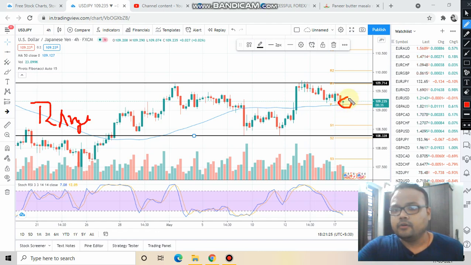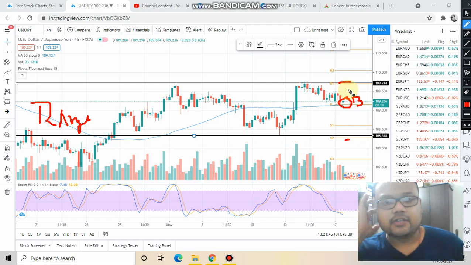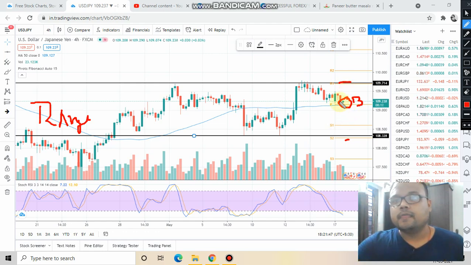If you go for a buy here, then your stop loss will be below this level, and this is your resistance, so this is your take profit target. Your stop loss is bigger than the take profit target, so you are going against the discipline. This trade does not favor the risk to reward ratio, so taking any trade here is wrong.